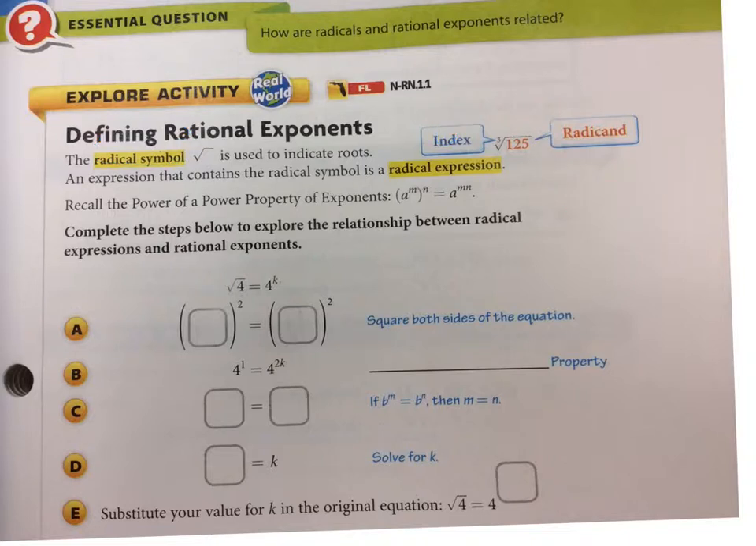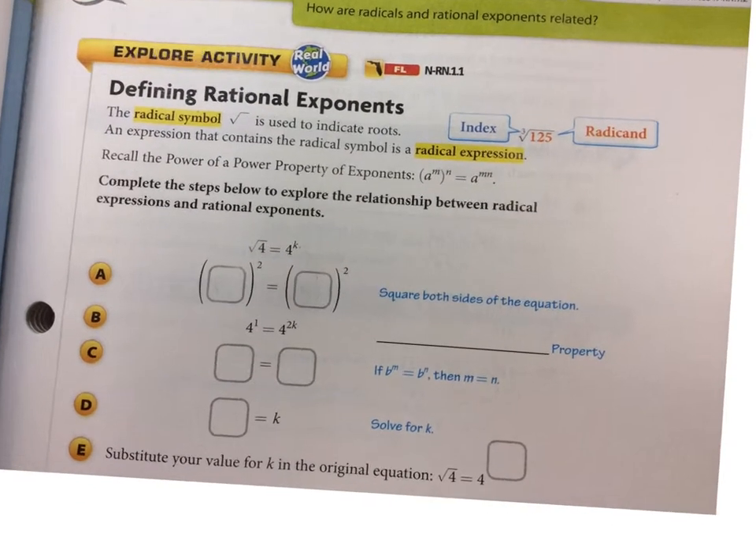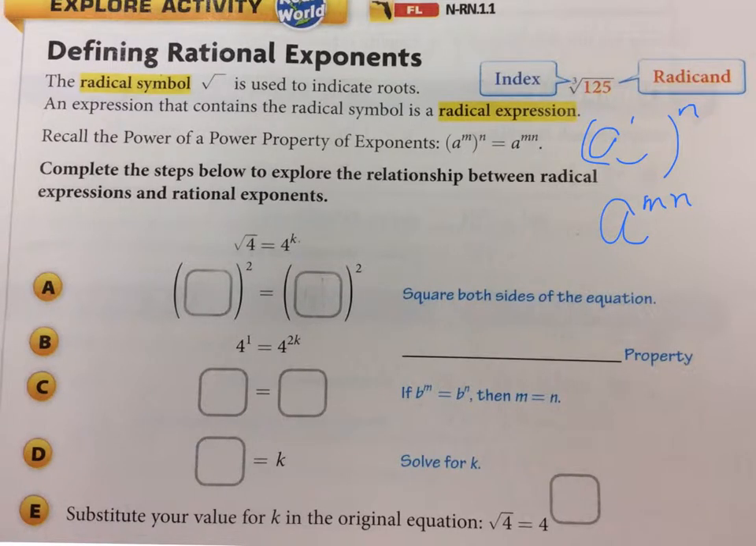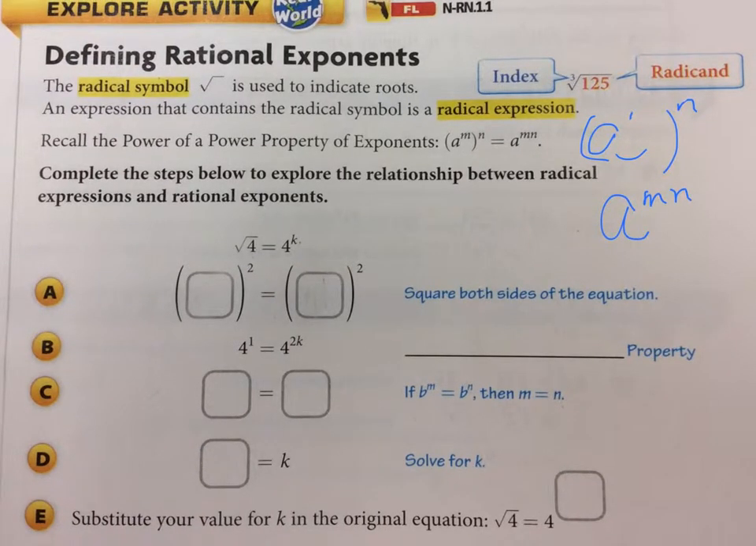Now, for your worksheet, I'm going to blow this up a little bit so I can work with it. One of the things you have to remember is this rule: if you have a to the m power and you take it to the nth power, when you take a power to a power, you multiply the powers. So that's a to the m times n. Hopefully that makes sense. Now I'm going to erase that.